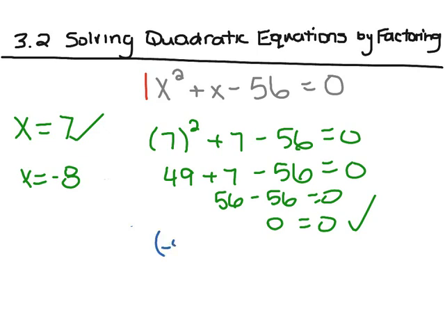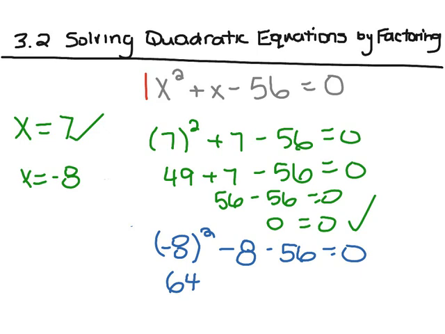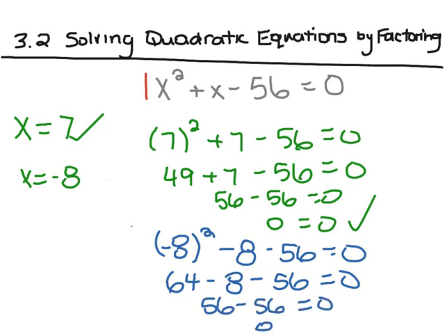And negative 8 squared minus 8 minus 56 equals 0. 8 times 8 is 64, minus 8 minus 56. And 64 minus 8 is 56. Minus 56 is 0. So it's good practice to check your answers.